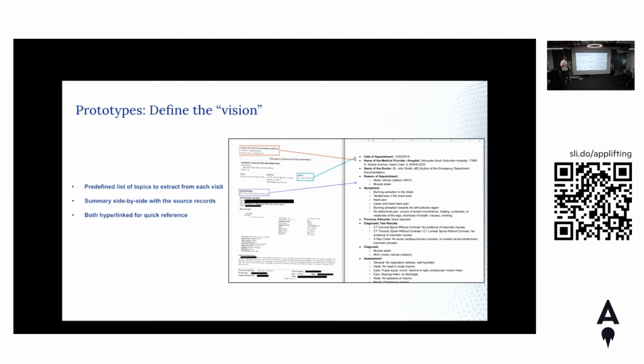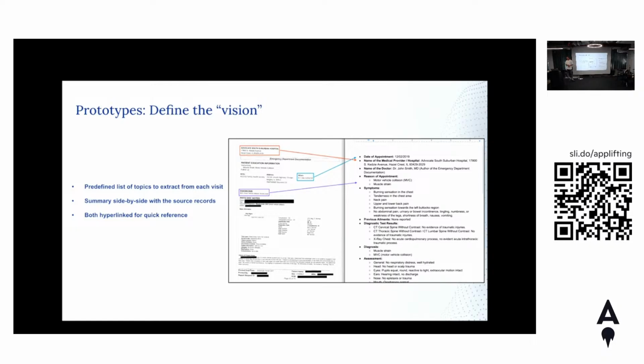So at the beginning, we sort of tried to define the vision. This is literally a screenshot from my first PRD. This is how I envisioned the product and how I explained it to our engineers. We wanted to have a list of predefined topics because we've heard about them from the attorneys, like date of the appointment, symptoms, previous ailments, etc. We wanted to have a view where the summary and the source records would be side by side, and both would be hyperlinked. That was the main set of requirements, pretty simple.